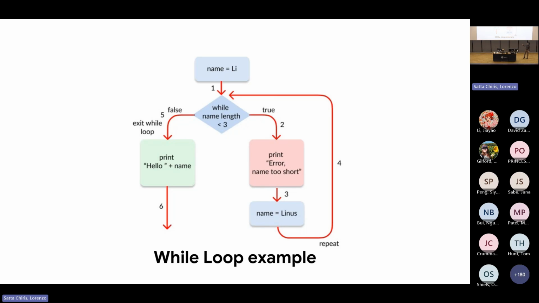So I go here, the condition. Is Linus shorter than 3? False. No. So I go the other side. I exit the while loop, so I go out.